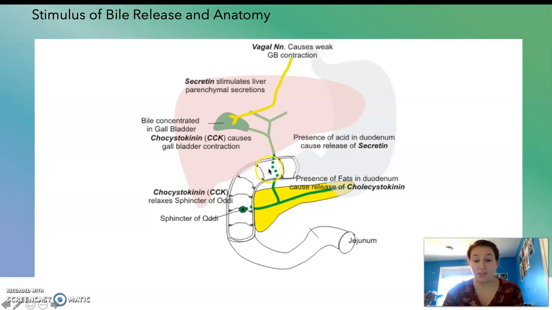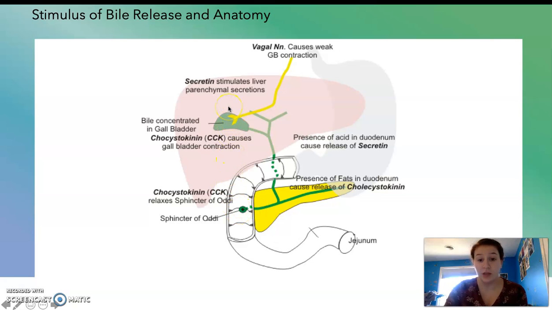Also, when we sense fats in the duodenum, this causes the release of another hormone called cholecystokinin, which is released by the pancreas. It's also called CCK, and it relaxes the sphincter of Oddi. The sphincter of Oddi helps release the bile into the small intestine.